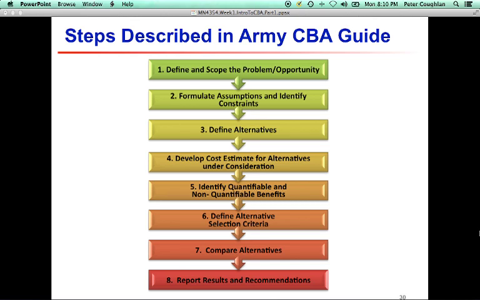Step 6 is to define the alternative selection criteria, again, how we will select among alternatives. Step 7 is to actually compare the alternatives according to those criteria. And finally, step 8 is to report the results and recommendations. In the second part of this presentation, I will go through each of these 8 steps in greater detail.